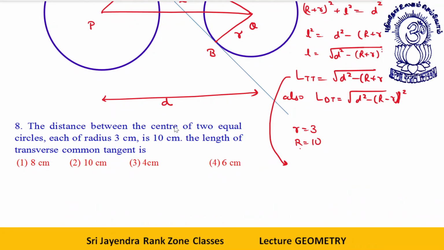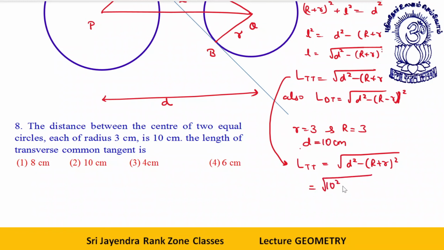The distance between the centers of two circles, each of radius 3 centimeter, is 10 centimeter. Okay, we have two circles, r is equal to 3. The distance between them is given as 10 centimeter. You have to tell the length of the transverse common tangent, that is what? Square root of D square minus (R plus r) square, that is 10 square minus (3 plus 3) square, or I can say 100 minus 36, or directly 10 square minus 36, 64, you can say under root 64, or 8 centimeter.